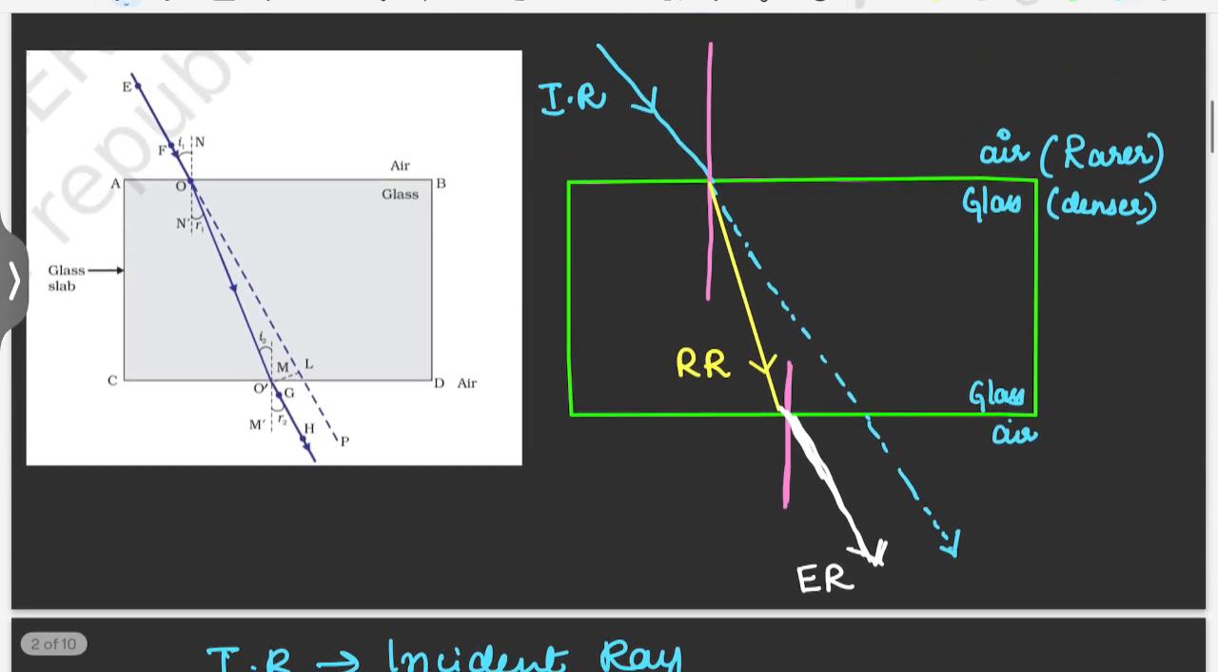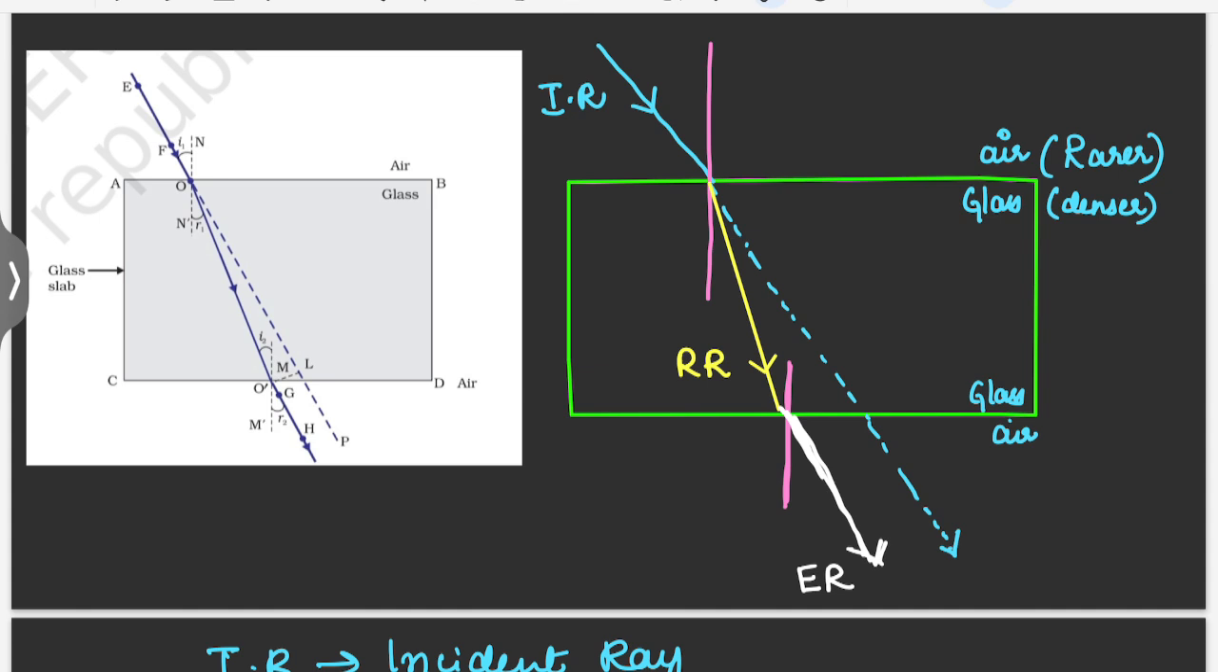Let us see once again the three types of rays. This is the incident ray. After entering into the medium, it will bend like this. This is called the refracted ray. When it is coming out, again it is going to bend like this. This is called the emergent ray. It will not pass straight. If it were passing straight, it would pass like this. Instead, this refracted ray is going to bend.